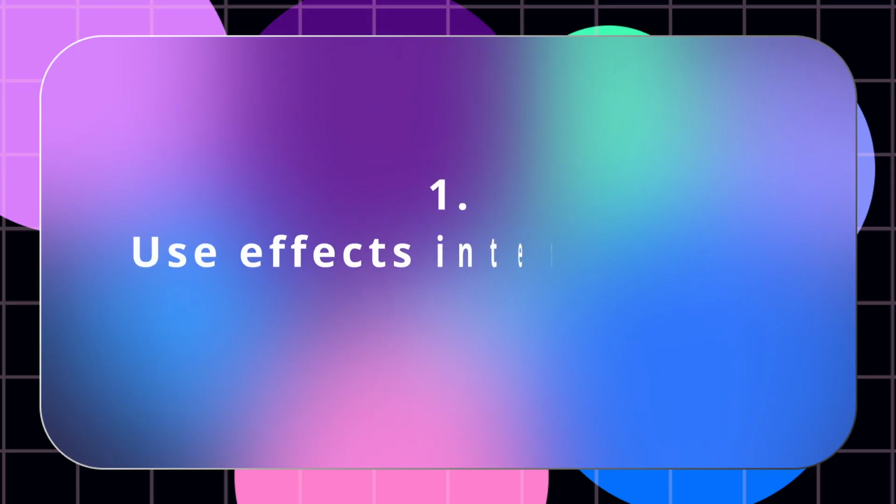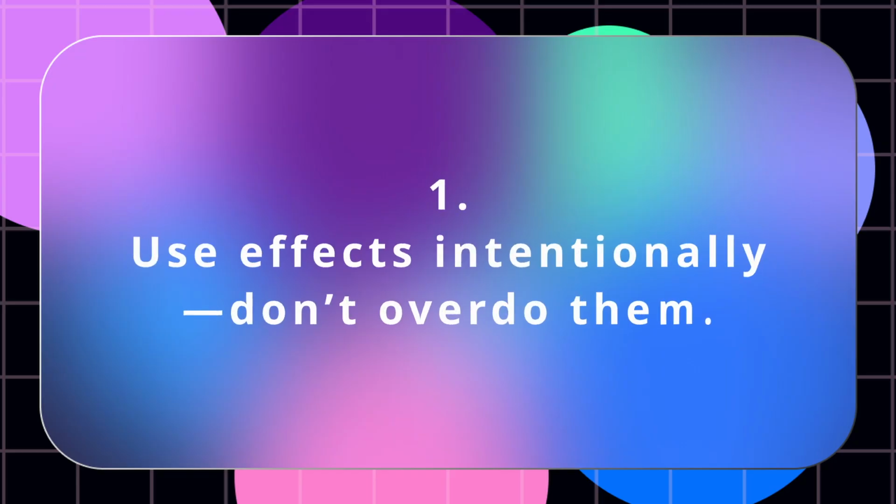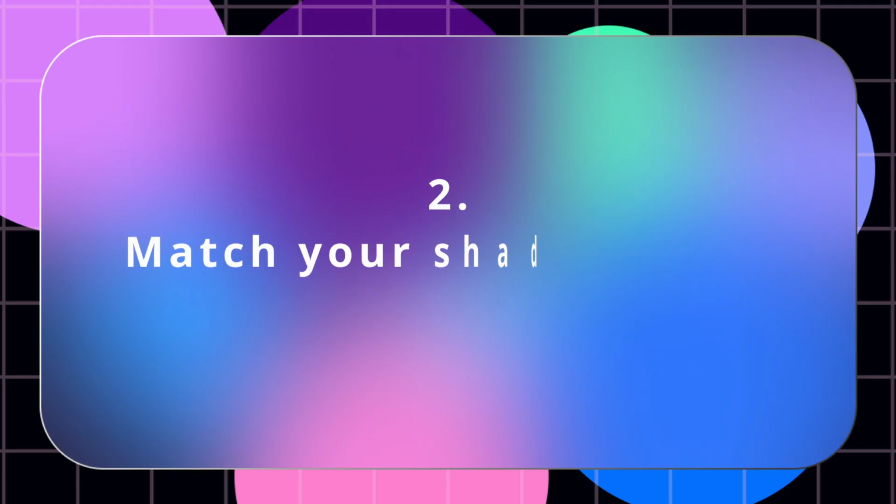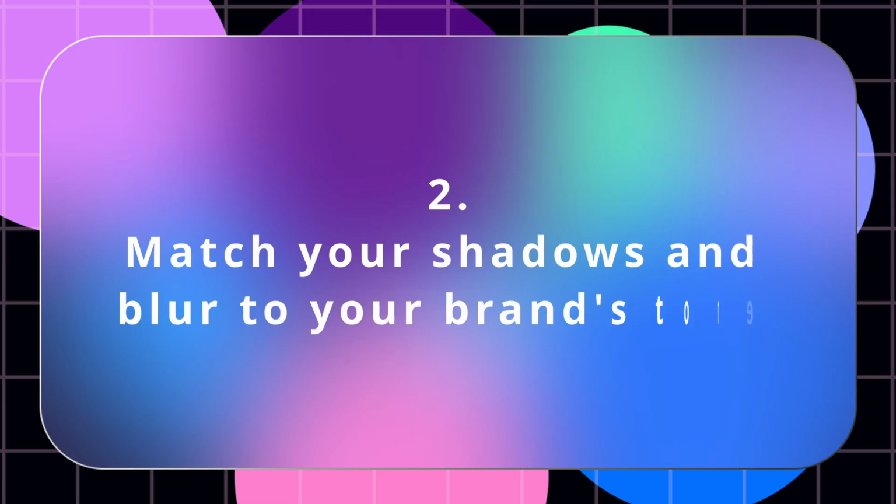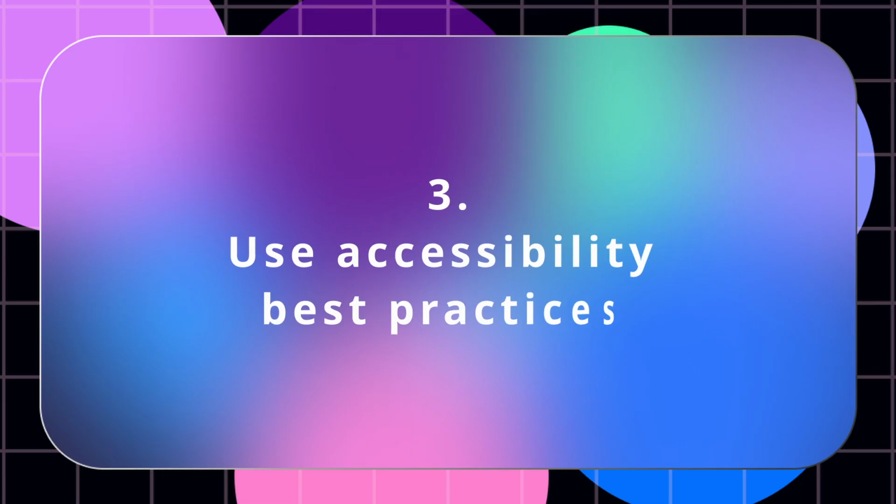And lastly, some design tips. First, use effects intentionally, don't overdo them. Second, match your shadows and blur to your brand's tone. And lastly, use accessibility best practices. That means it's crucial to avoid relying solely on blur or other visual effects to make content readable. Instead, we should focus on ensuring that text and other elements are inherently legible and understandable for all users.